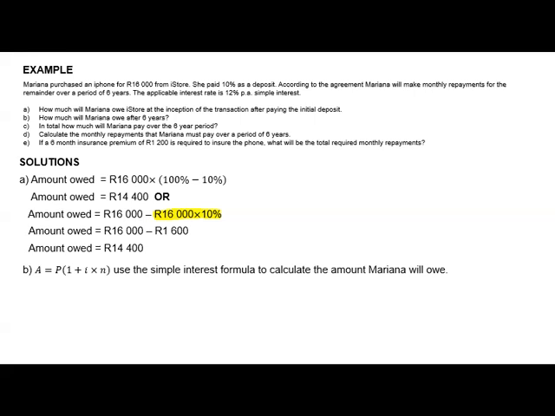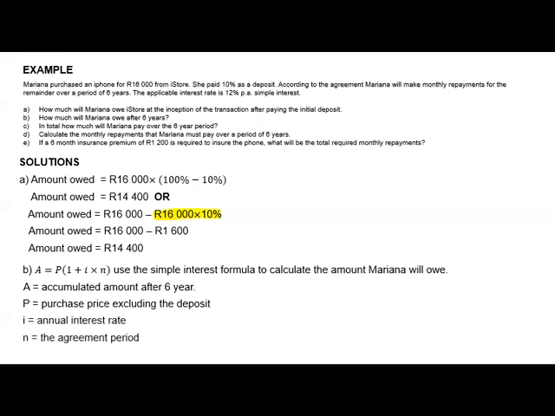where A is the accumulated amount, which is the amount that we are looking for after 6 years. P is the purchase price, excluding the deposit and discount. I is the annual interest rate. And N is the agreement period. Now, to calculate this, where there is P, you put in the purchase price minus the discount. At the moment, how much is Mariana owing us right now?